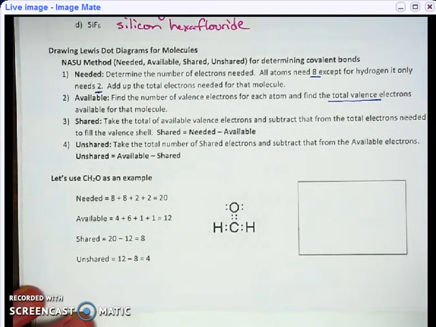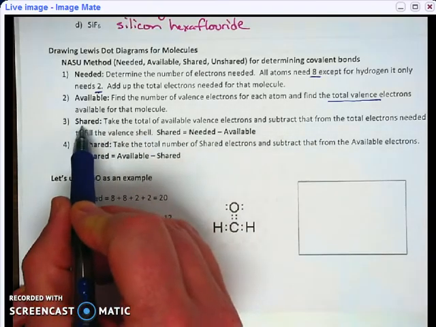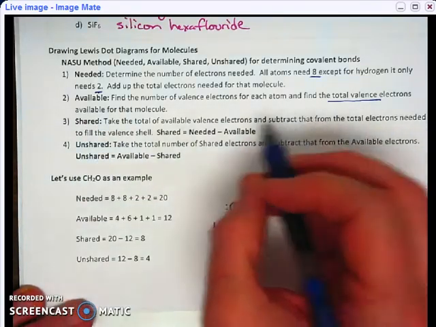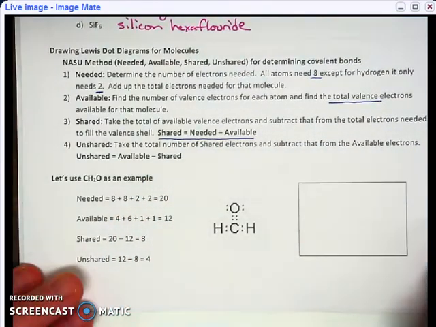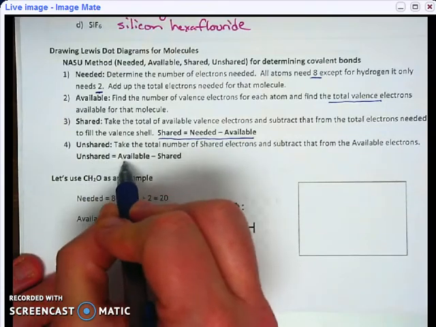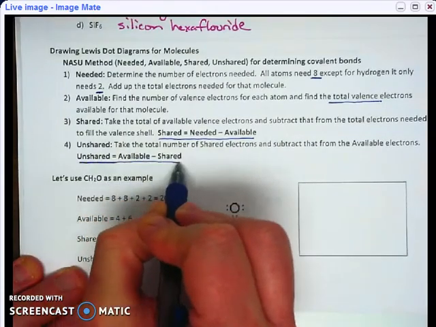So you look at what column it's in. Hydrogen would be 1. The second column, the alkali earth metals, would be 2. Then we jump over to where aluminum's at, 3, 4, 5, 6, 7, 8. You can't have more than 8. We skip the transition metals. Then shared, we're going to find that by using this formula, needed minus available. And the unshared, we're going to find using this formula.